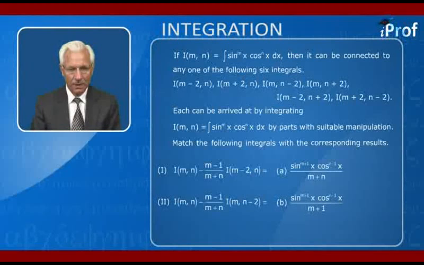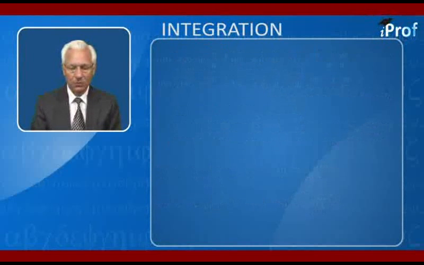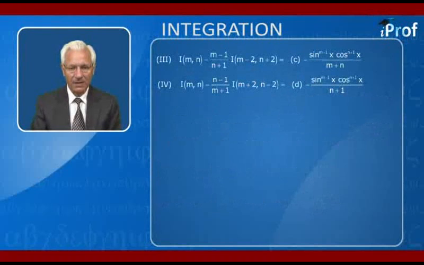Now the corresponding choices are A, sin raised to power m plus 1 x cos raised to power n minus 1 x upon m plus n. B, sin raised to power m plus 1 cos raised to power n minus 1 upon m plus 1. And C, minus sin raised to power m minus 1 x cos raised to power n plus 1 x upon m plus n. And D, minus sin raised to power m minus 1 cos raised to power n plus 1 x upon n plus 1.